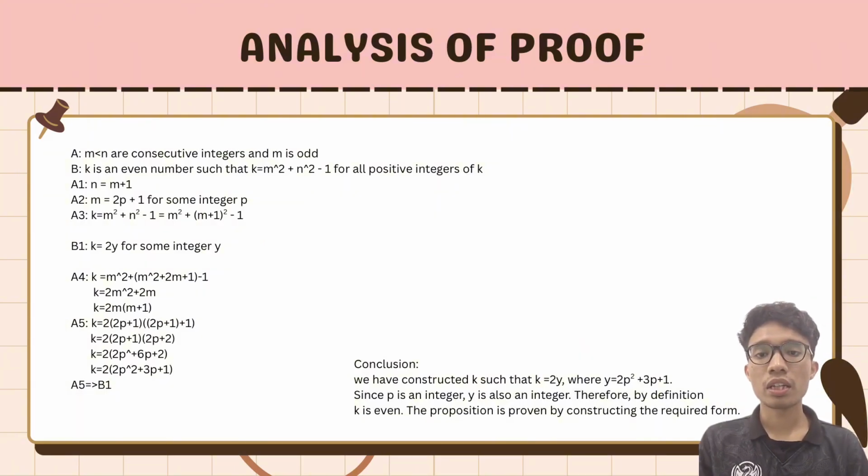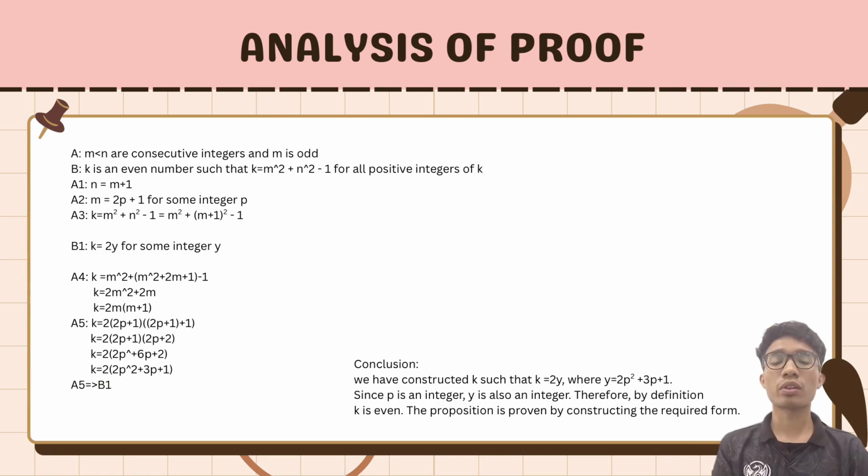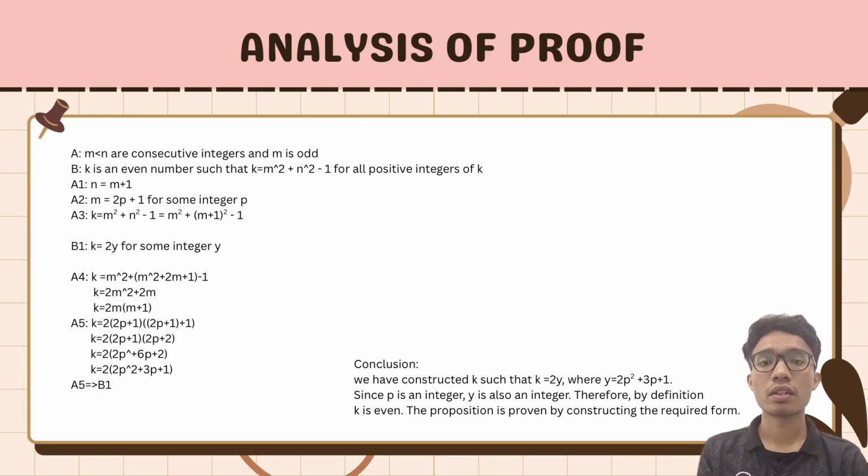A3, substitute n into the equation for k. k equals m squared plus n squared minus 1, equals m squared plus (m plus 1) squared minus 1. Step 2. Work backward from B. B1, we want to show k is even, so we need to construct k in the form k equals 2y for some integer y. Step 3. Link A to B, the construction.